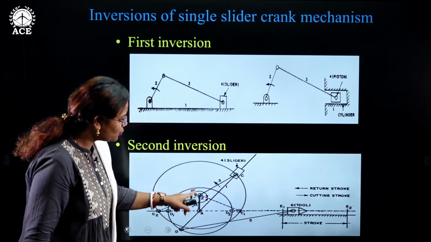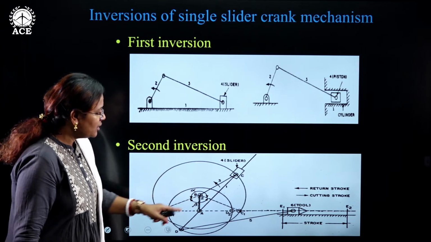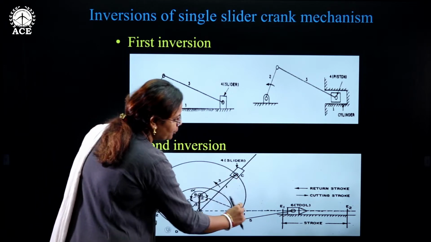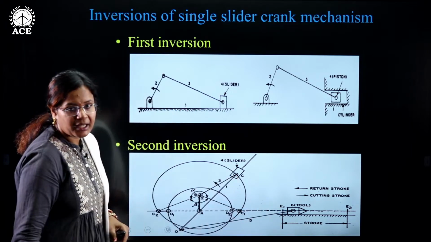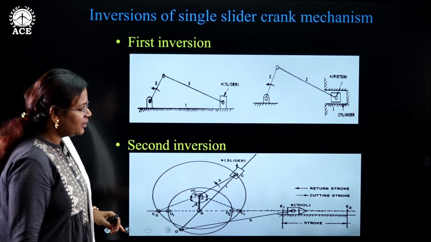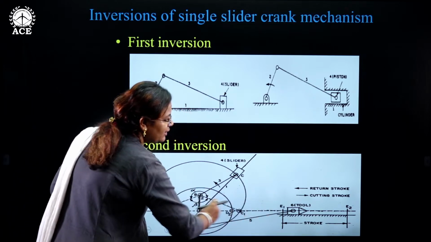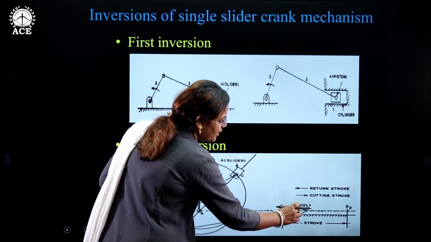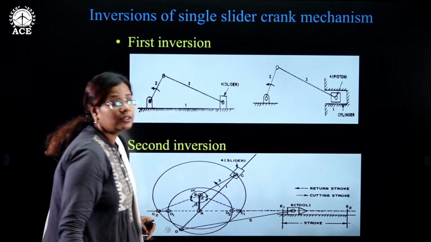Second inversion, where link 2 is fixed. Can you see here, link 2 is fixed? So if link 2 is fixed and as the output I attach a tool at the other end, you see that the slider will yield a horizontal motion. So that slider is connected to a cutting tool.